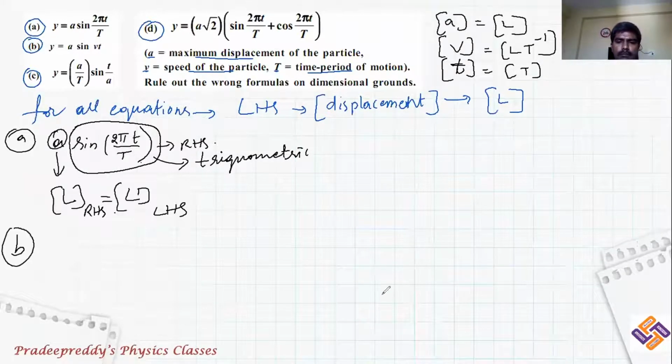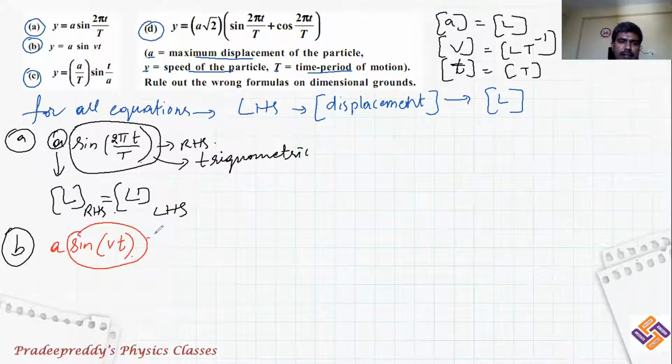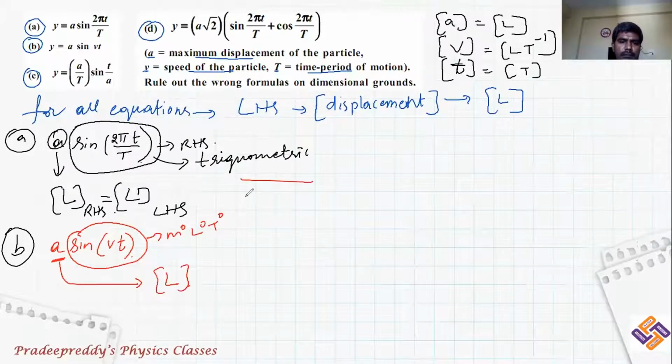Coming to B, we have A sine of VT. This total becomes dimensionless: M power 0, L power 0, T power 0. What is left over here? A, which has dimension L. So B is also correct. Option A is correct, option B is correct. Now coming to option C.